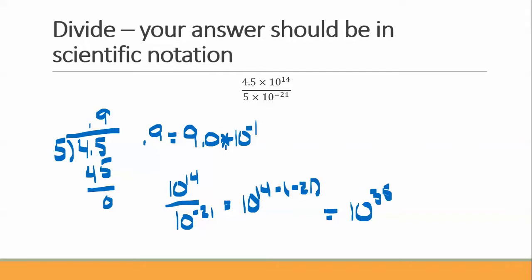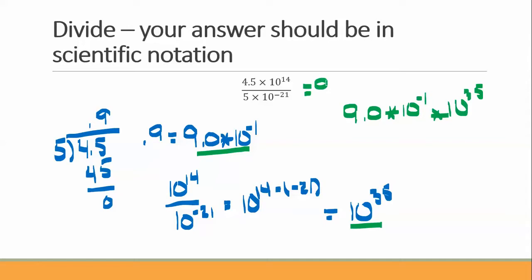So from our first part, we have 9.0 times 10 to the negative 1. And from our second part, we have that. So we're multiplying again by 10 to the 35th. And again, we have to add those exponents. So our final answer is 9.0 times 10 to the 34th.